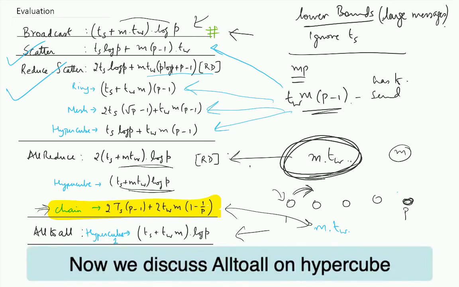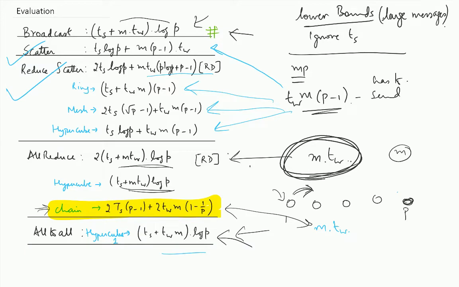Now let's go to Hypercube. So for the Hypercube, we discussed one algorithm, and the time analysis of that was TS plus TW M times log P. And what is a good lower bound for Hypercube?